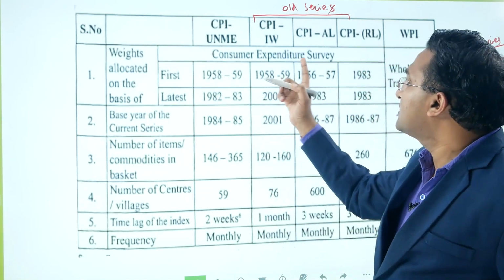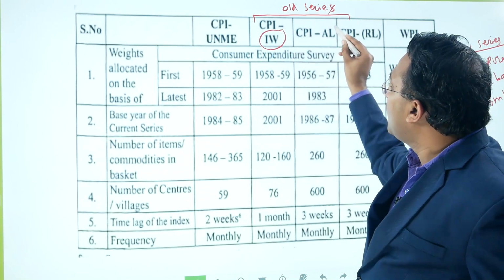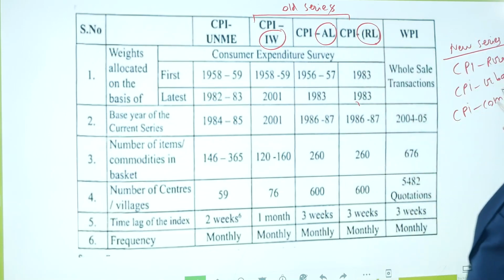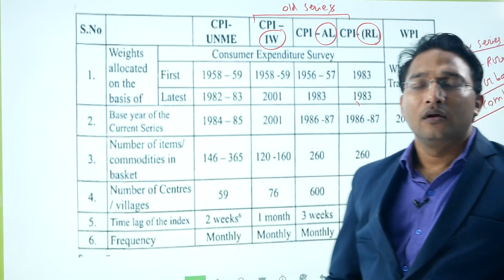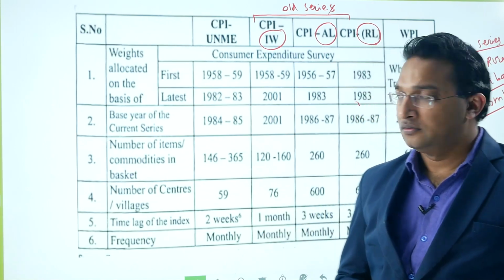In the old series, the consumer price index is calculated for a segment of population wherever they are located. In the new series, it is calculated based upon a particular area, for example, rural area, urban area, and a combination of rural and urban. Now, there are certain facts which you need to know.